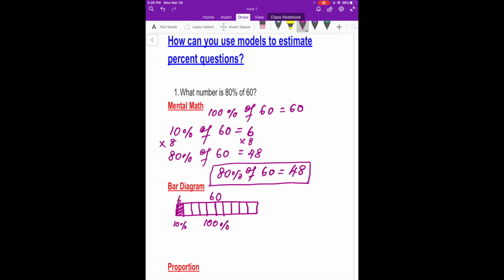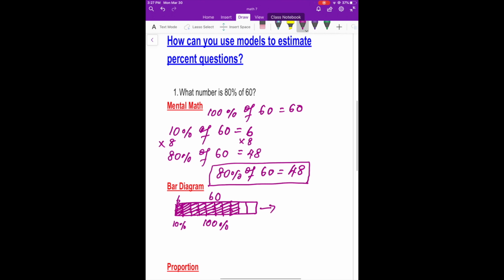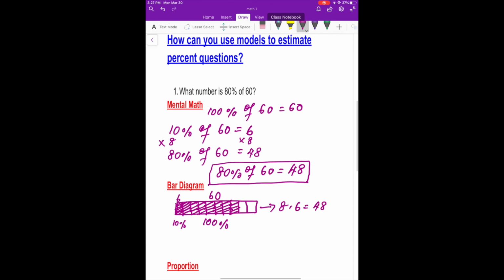So one box is 10%, and 10% is going to be 6. Like that, you need to shade 8 boxes. So this is 10%. Now if I shade one more, that is going to be 20, 30, 40, 50, 60, 70, and 80. So 80% would be 8 times 6, which is 48. That is another method you can use to find the percent of a number.